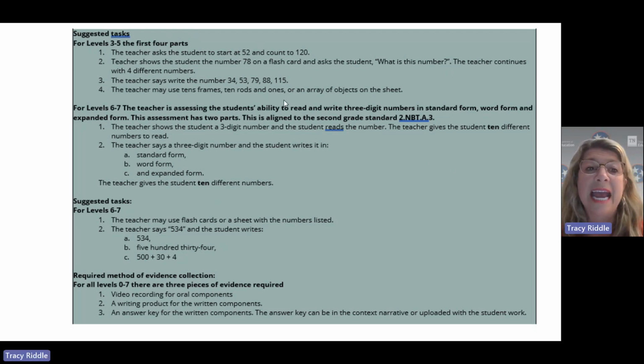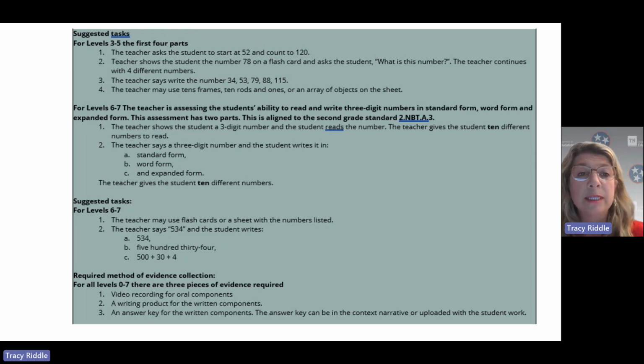When looking at these tasks, the first task where the students start at a number and count to 120, that will be a video recording. The teacher asking the student to read numerals, that would also be a video recording. When the teacher says a number and the student writes the number, that will be a written product, but make sure to have an answer key included with that written product so scorers will know what number the teacher said for the student to write.